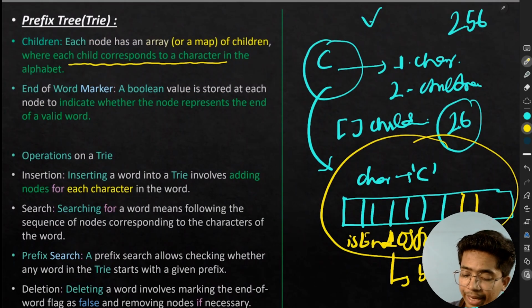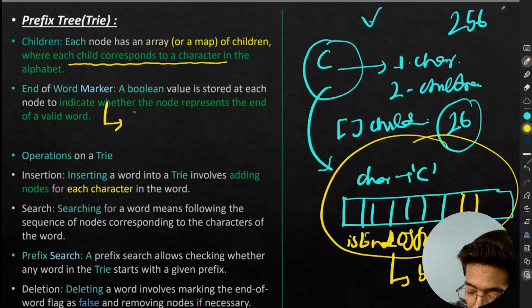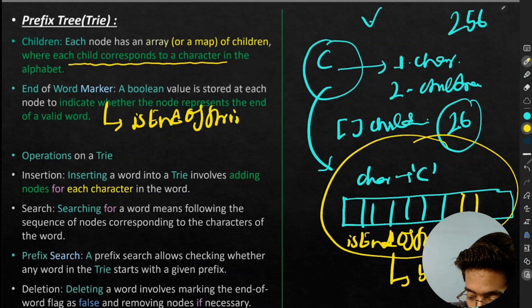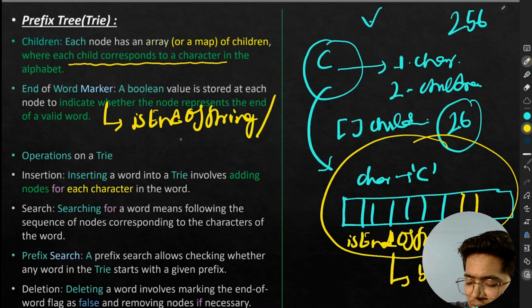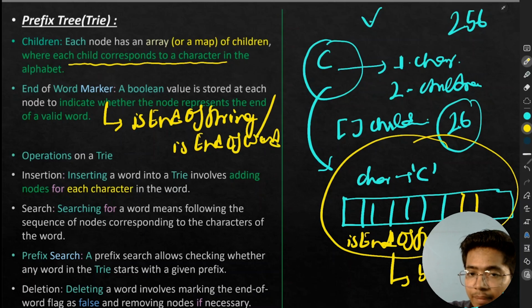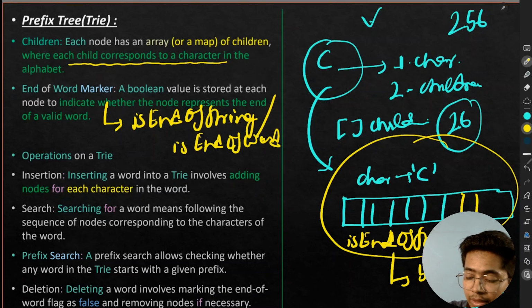Till now we have observed the end of word marker is end of string. In our code we have used the word marker as is end of string. Or I have used is end of word. Anything that you can use in your code is your choice, but that is what I have used in my code.